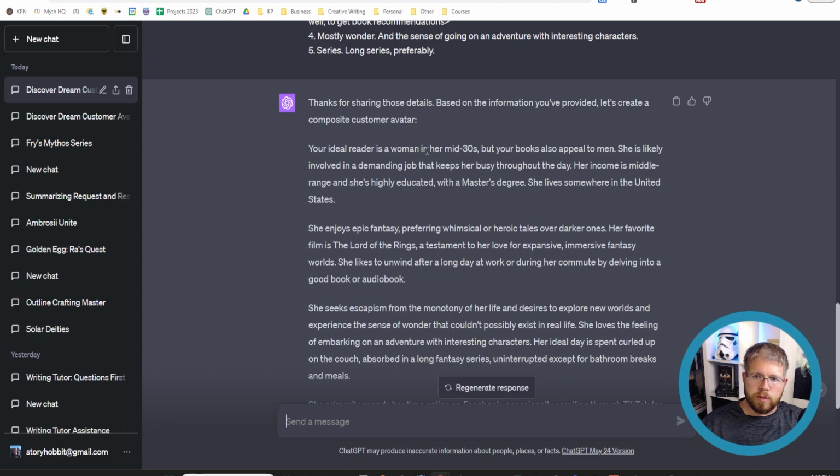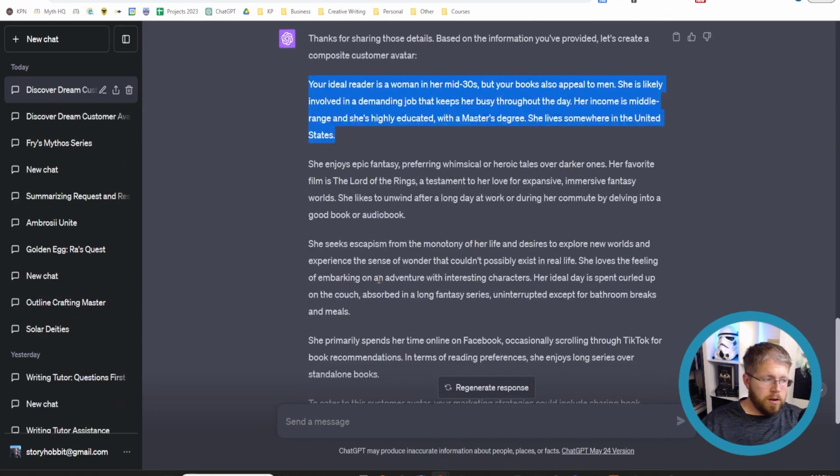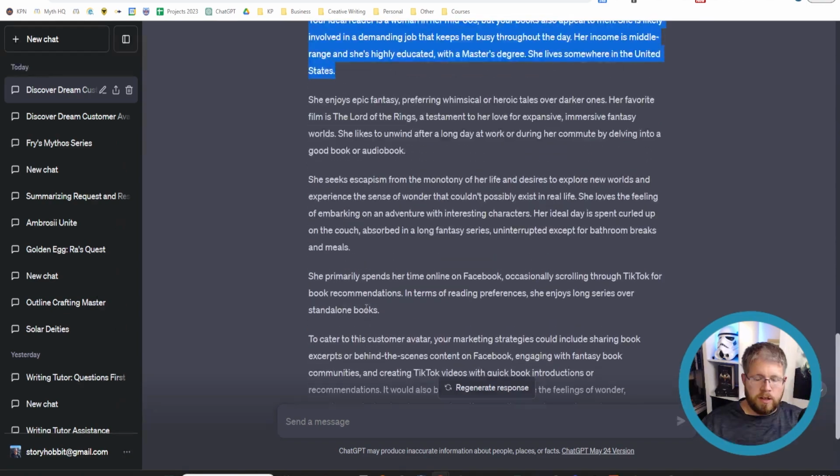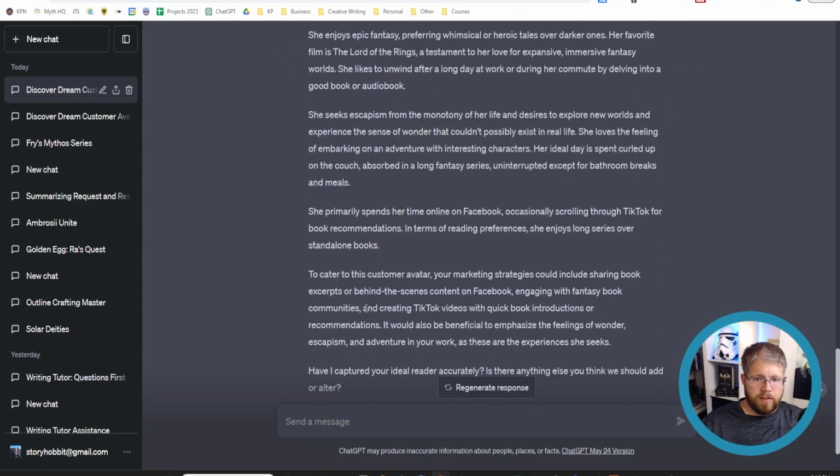Your ideal reader is a woman in her mid-30s, but your books also appeal to men. She is likely involved in a demanding job that keeps her busy throughout the day. Her income is middle range, and she's highly educated with a master's degree. She lives somewhere in the United States. This is a little general, and that is based on the information that I gave it. I just said somewhere in the United States, right? And so we are going to give it another prompt to enhance this a little further, and see how well it does.